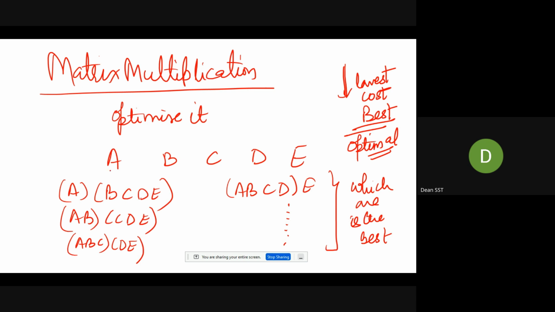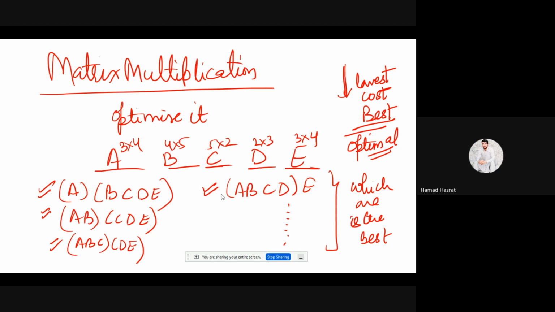Fine. Suppose we have matrices 3 into 4, 4 into 5, 5 into 2, 2 into 3, 3 into 4. We have 5 matrices and we want to multiply them. But we want to find, among all the possibilities, which one is the optimal one. Is it clear? Now you know what my question is, class.